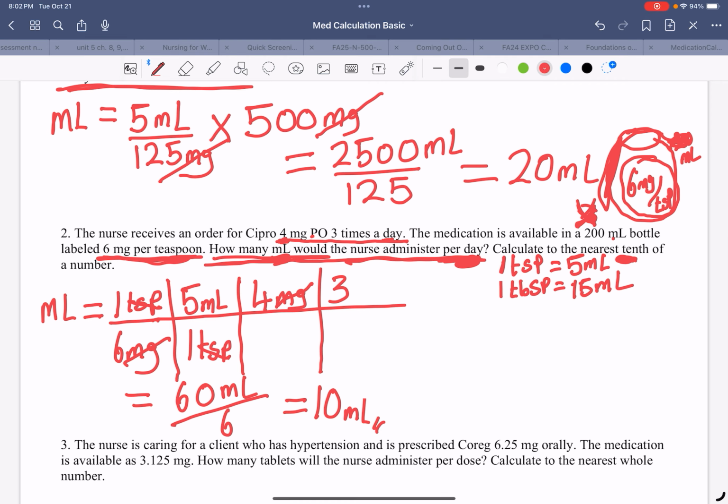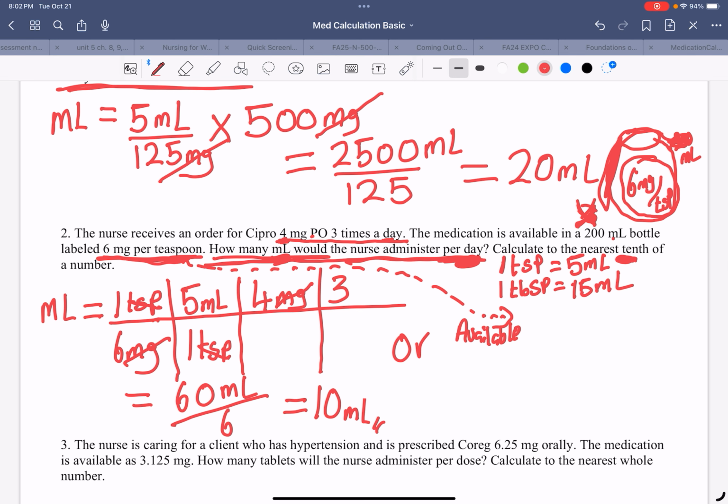All right, so again, another way you can do this. I can do my conversion on this side. So I know my 1 tablespoon right here, I can do right here. So now I'm going to rewrite my available.